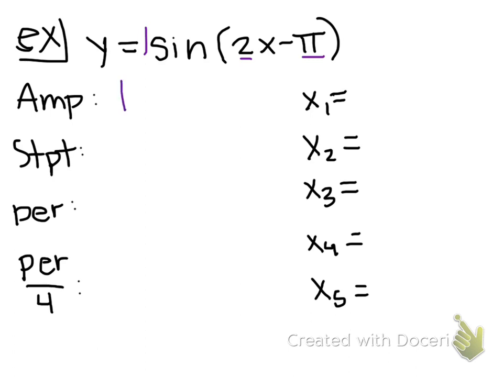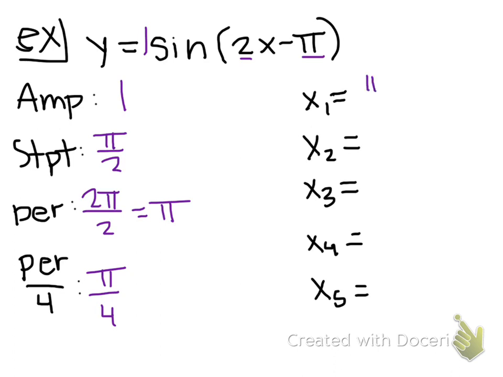So my amplitude is 1. My starting point is c over b, so pi over 2 for my starting point. My period is 2 pi over my b value, so my period is pi, and the distance between each x value will be pi over 4. So notice we are now shifting, we're no longer starting at 0.